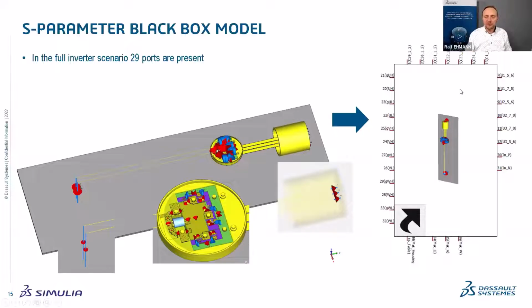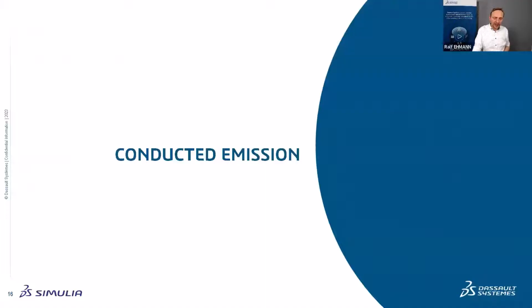And now I have a black box, which basically describes all the coupling paths which are present in the 3D model, right? So all the coupling paths are inside this one box saved as an S parameter matrix. And now I would start connecting all the circuit elements like transistors, capacitors, what I need for the functional representation of the inverter. I would connect them to this block. And this is what we do on the next slide in terms of calculation of conducted emission.